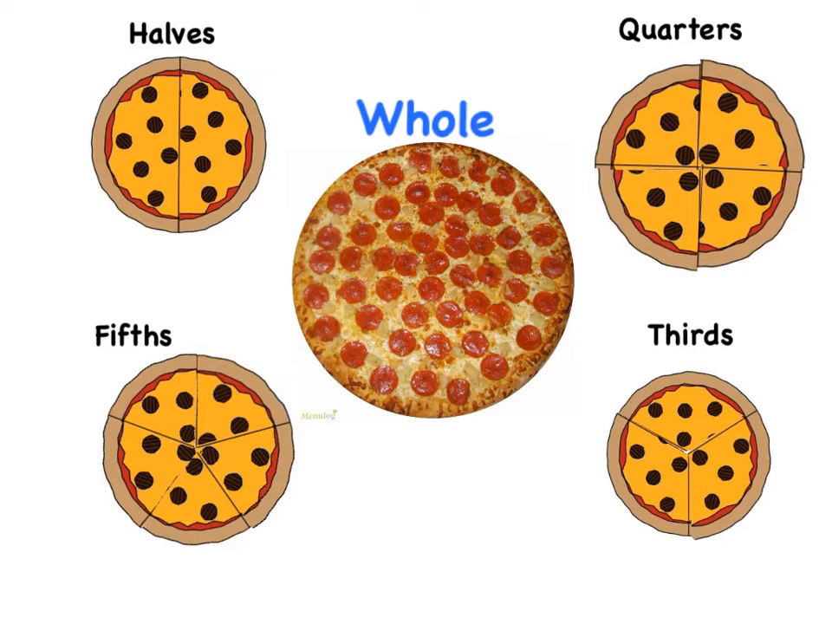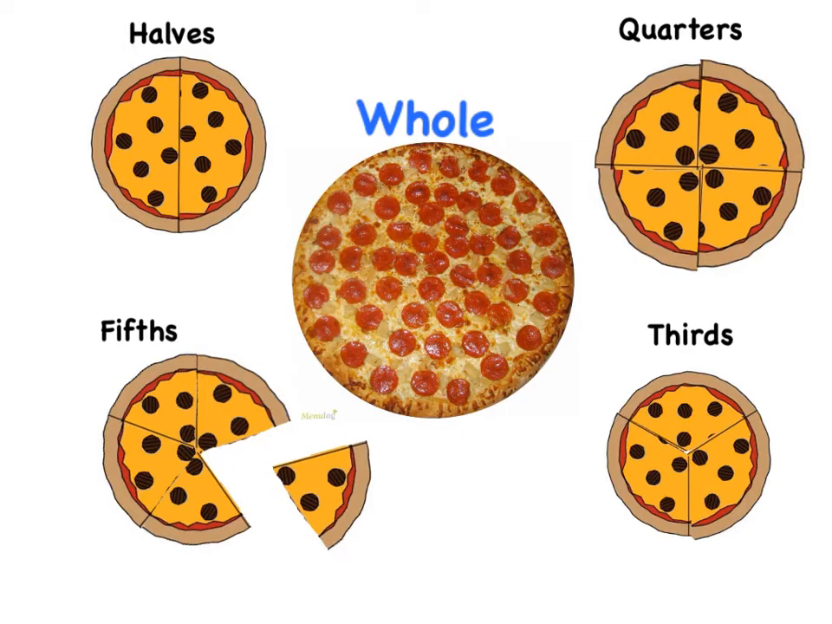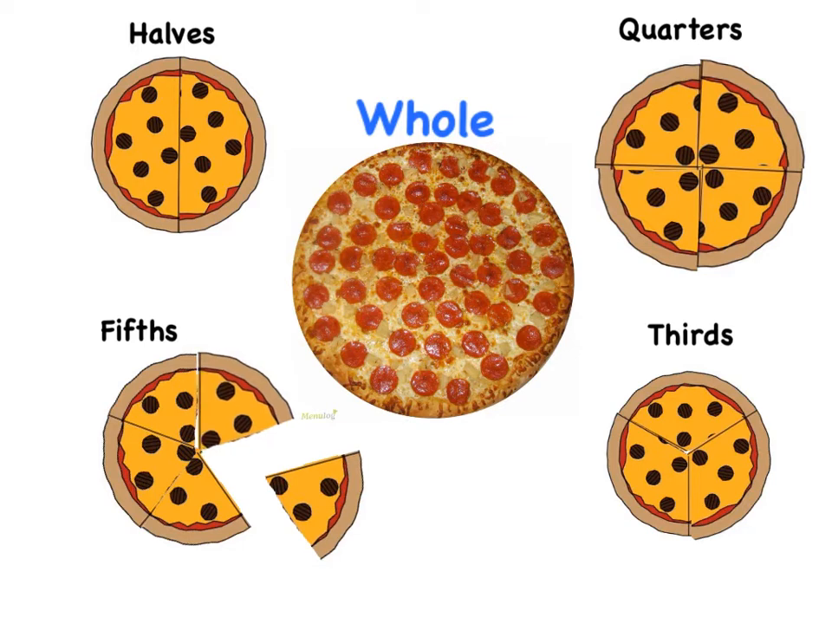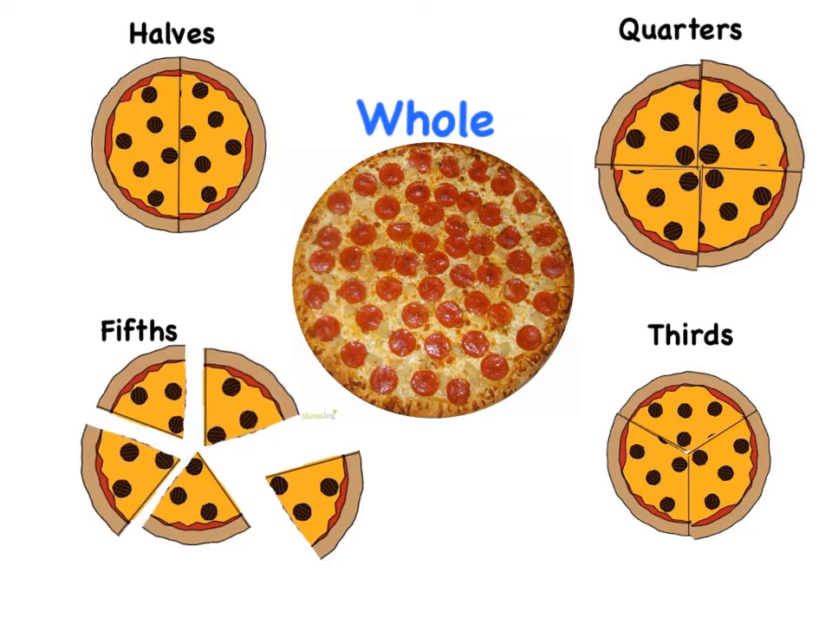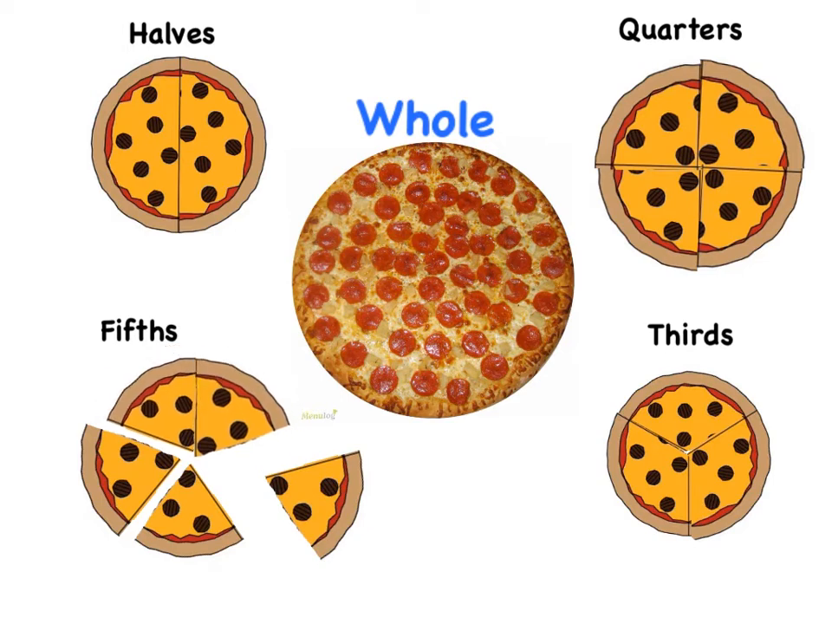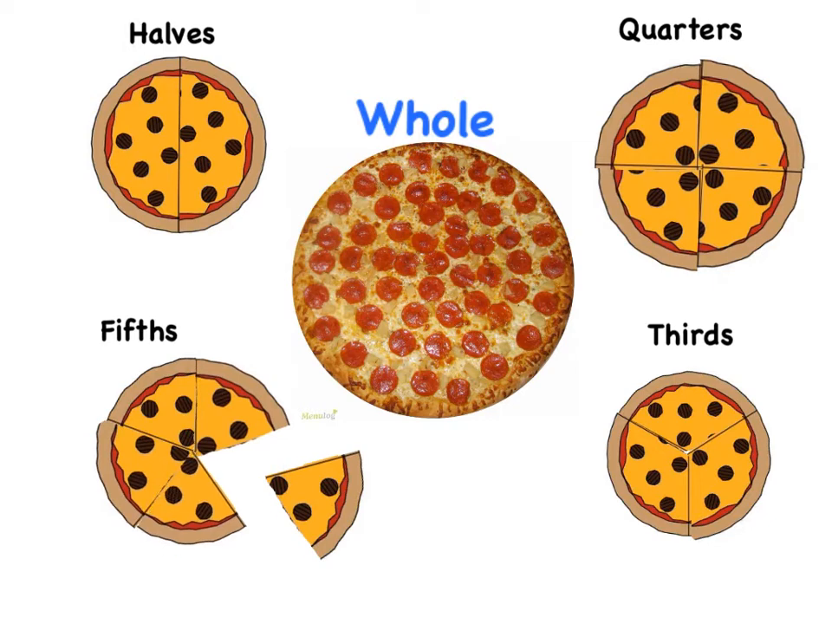Okay, let's look at fifths. So I know my pizza has been cut into fifths because it's been cut into 5 equal pieces. Here is an example of 1/5. When I remove 1/5, I'm left with 1, 2, 3, 4 multiples of 1/5. So that means I require 1, 2, 3, 4, 5 fifths to create one whole pizza.